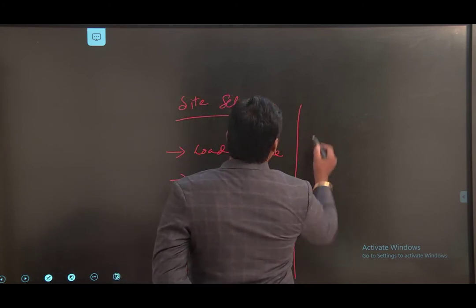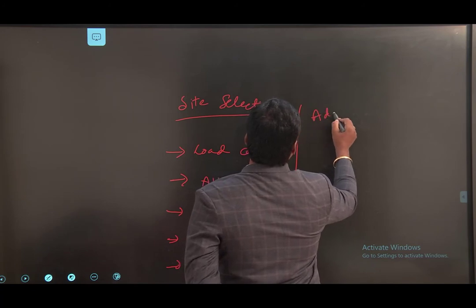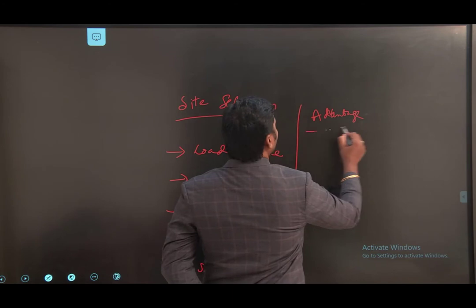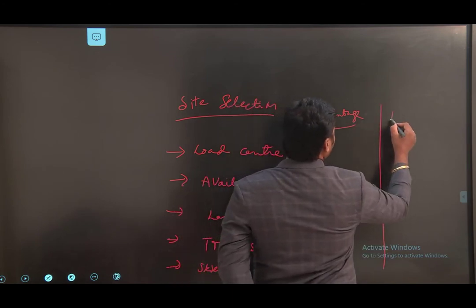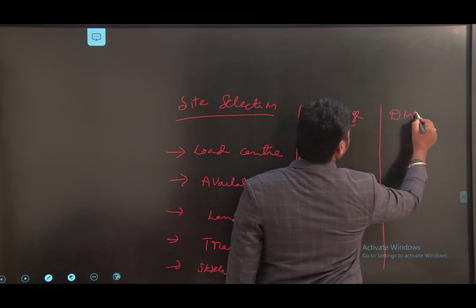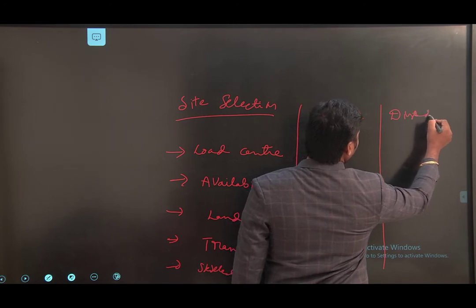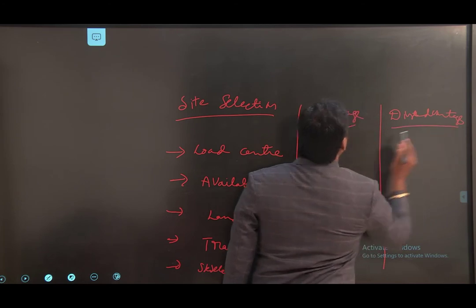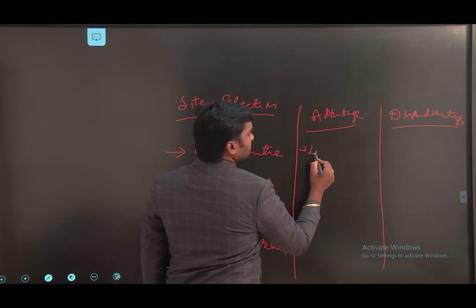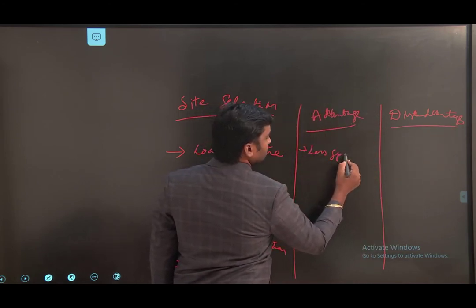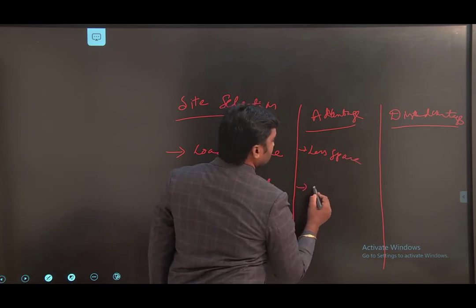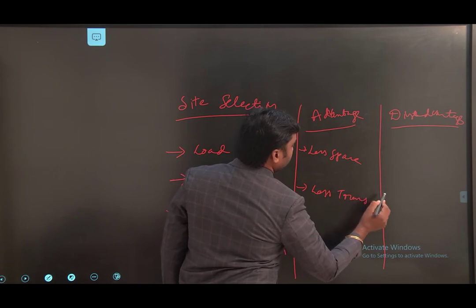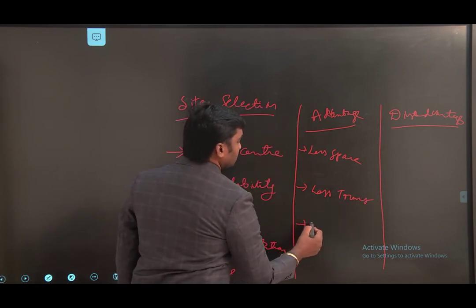And it has some advantages and disadvantages in parallel. So what are the advantages and the disadvantages? The main advantage is that it requires less space. Transportation cost is less, less transportation cost for fuel. And high efficiency.